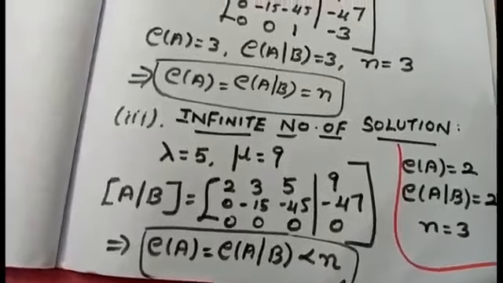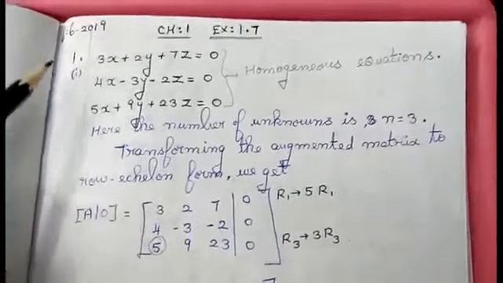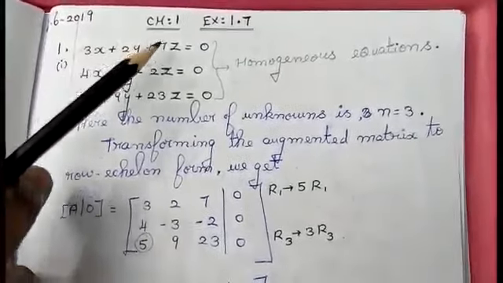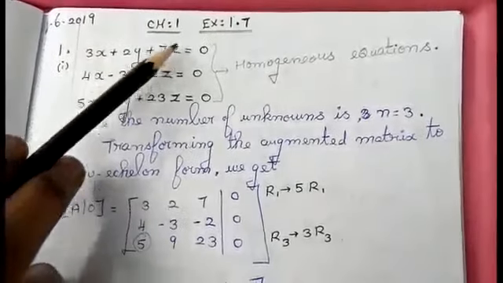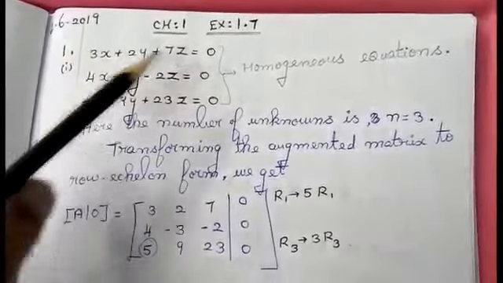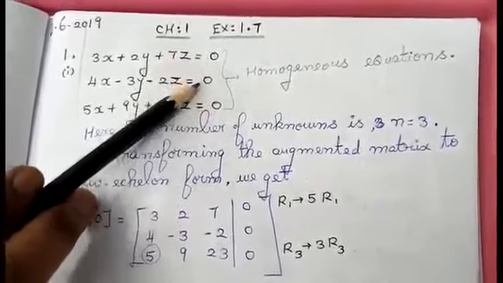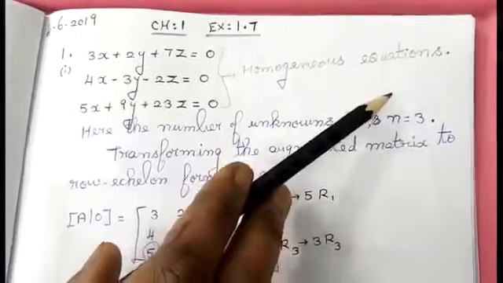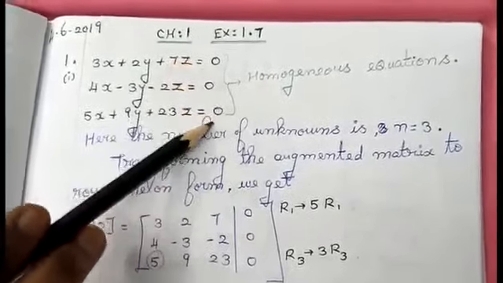Next we are going to see Exercise 1.7. Exercise 1.7, first sum. I am taking this equation. On the left-hand side you have the variables x, y, z. On the right-hand side, in place of the constant you have 0. If in place of the constant you have 0, then I can say this system of equations is a homogeneous equation. The meaning of homogeneous is that in place of the constant you have 0.